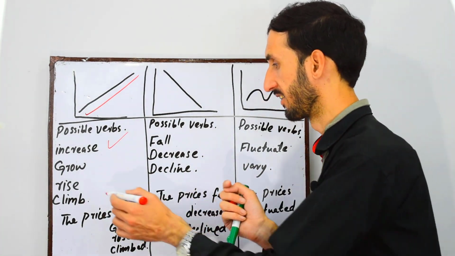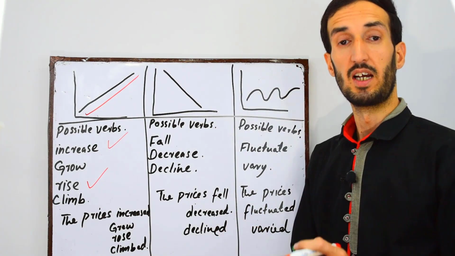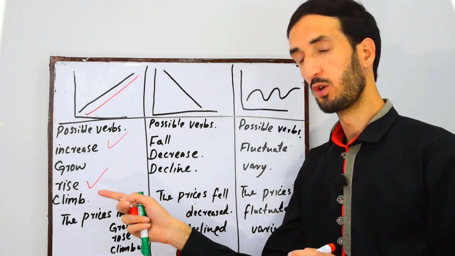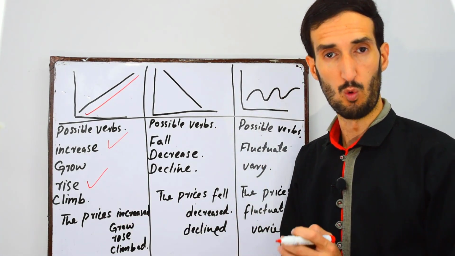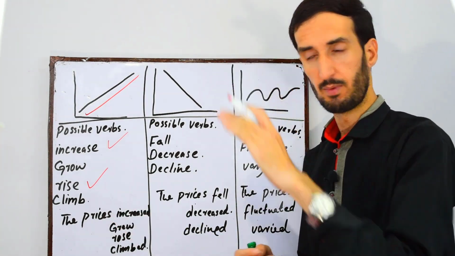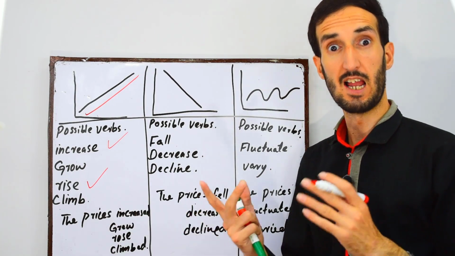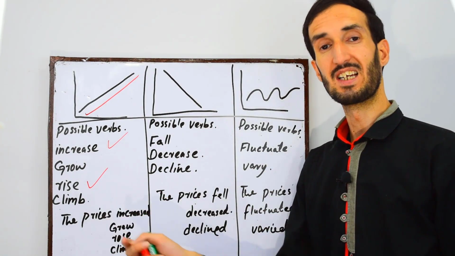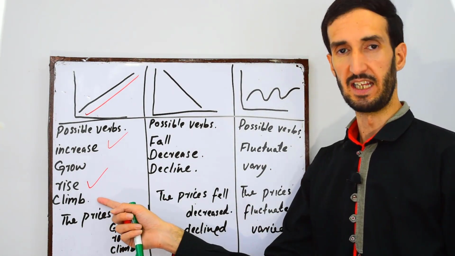Another word, rise. If you have to write in past, you would use the second form, rose, R-O-S-E. Another word, climb. When the line goes up, you can also use this word, climb. If you have to write in past, you'll use climbed. You have to put ed.